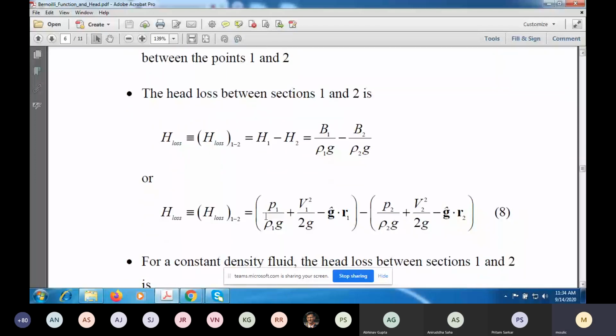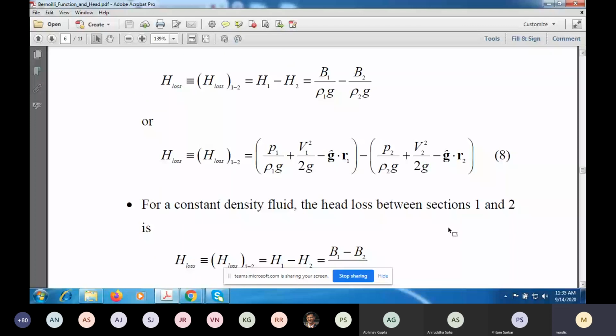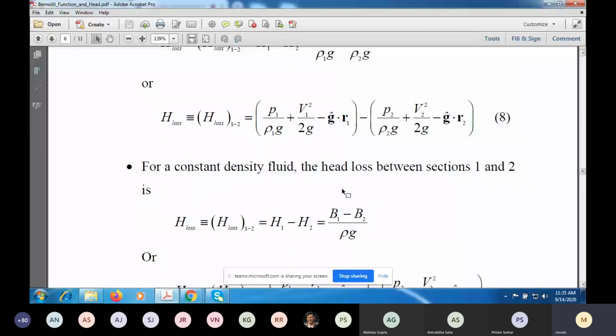I've written here in parenthesis the sum of 3 terms. And here it is the sum of the same 3 terms, but the subscripts are different. So here you have P1 by rho 1, V1 squared by 2, and g dot R1. And in the second group of terms, you have P2 by rho 2, V2 squared by 2, and g dot R2. The subscript in the first group of 3 terms is 1, and the subscript in the second group of 3 terms is 2. But in this course, we'll be dealing with constant density flow, so I'll not put a subscript on rho.